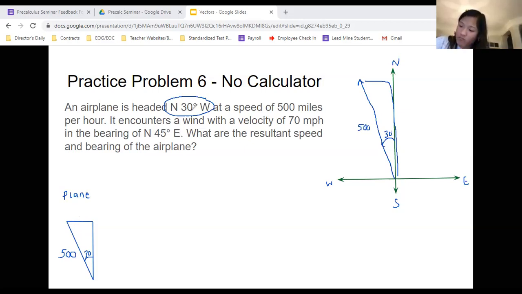Now, this plane encounters a wind with velocity, we'll make this red, velocity of 70 miles per hour in the bearing 45 degrees east of north. So we are going this way, and this vector is much smaller because the magnitude is much smaller. There's my magnitude, 70. And this 45 degrees east of north, so again, I'm going to go north first, and then go easterly 45 degrees. So I'm going to draw my wind over here.